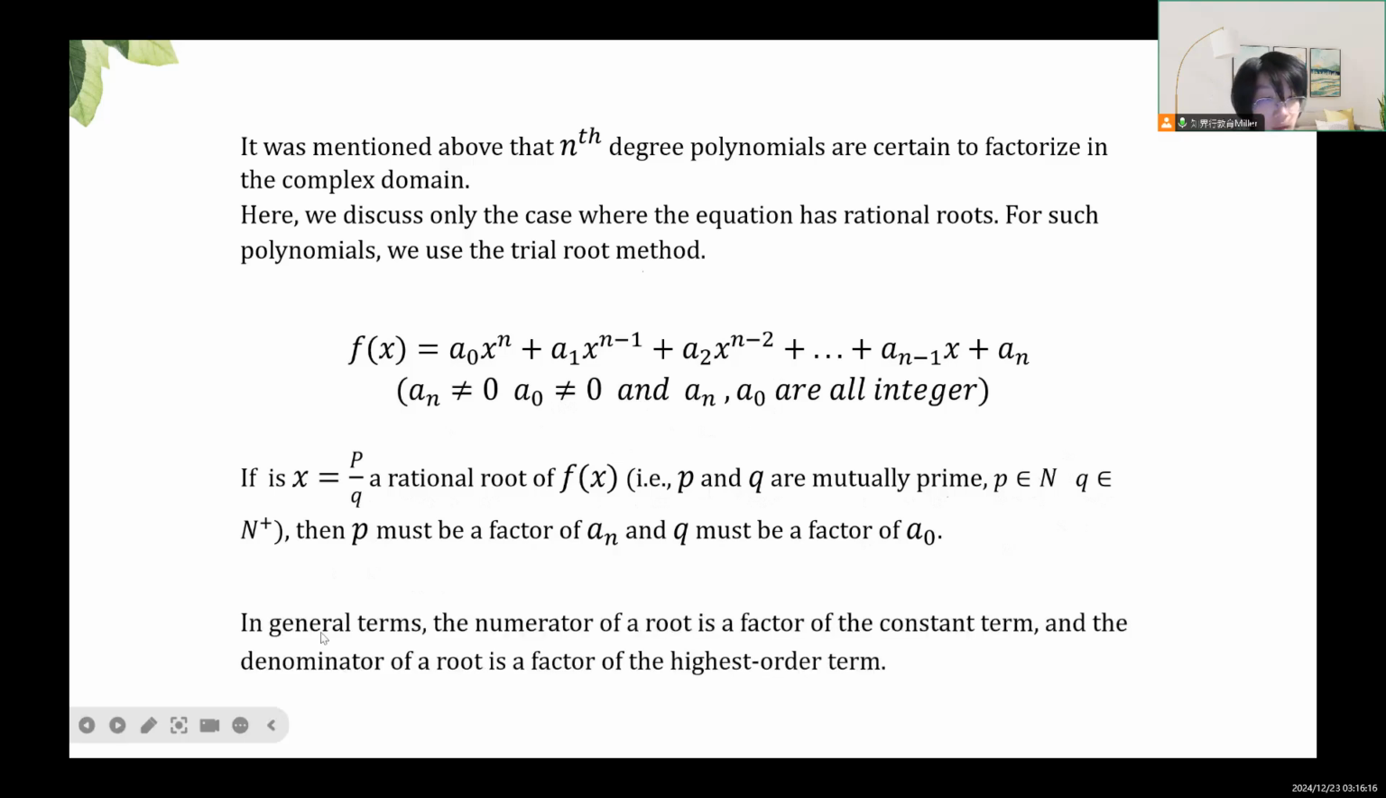Thus, in general, the numerator of a rational root is a factor of the constant term, and the denominator of the root is a factor of the highest order term.